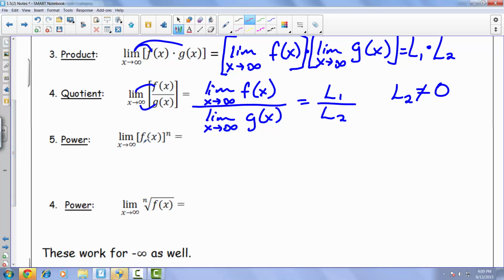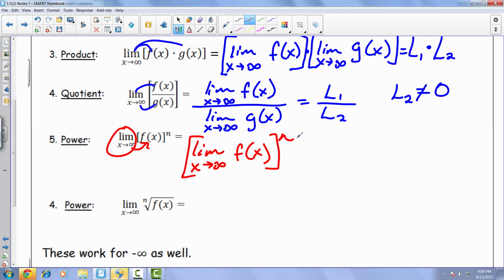The power property pretty much just says that we can apply this limit, even as it's going towards infinity, for the function first and then raise it to whatever power we want. So we end up with the limit as x goes towards infinity of our function, f of x, applying that limit first and then raising it to whatever exponent we want. So pretty much we'd end up with some limit and then raise it to whatever power we hope for.